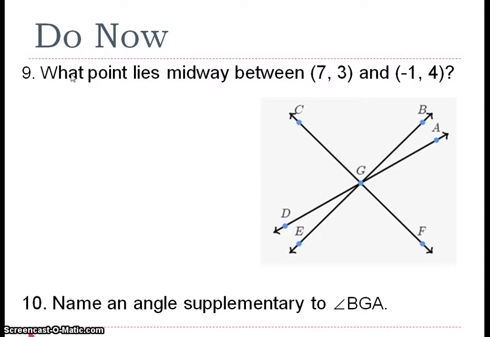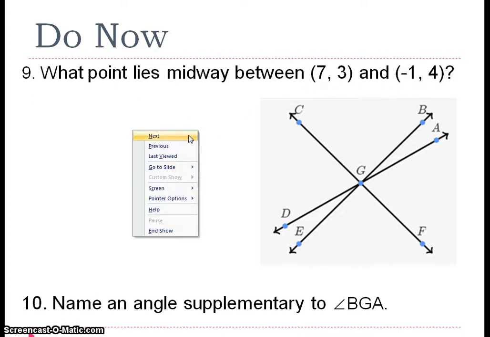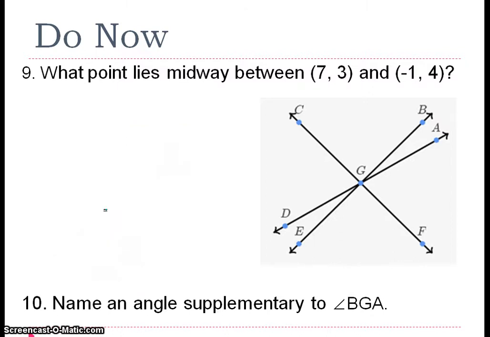Alright, so question number 9 says, what point lies midway between 7, 3 and -1, 4? So we know two different ways to do that. I'm going to show the algebraic way first, and then I'll show the graphic way. So, the algebraic way, I'm going to line up the 2 points. I've got 7, 3, and I've got -1, 4. And I know that the midpoint, or the point that lies midway between them, is the average of these 2 points. So I'm going to add the 2 points together and then divide by 2.